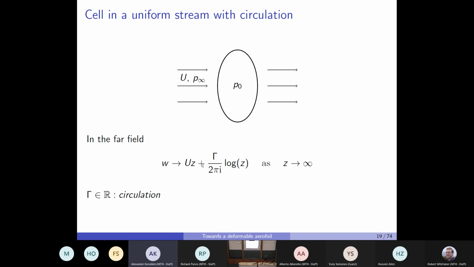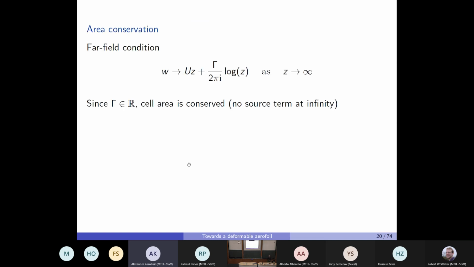In the far field, we've got a uniform stream. So as z goes to infinity, w approaches a uniform stream, that's the Uz term. I also want to allow there to be some circulation, because I want this to be an aerofoil ultimately with some lift on it. So capital gamma is the circulation, and therefore I include this point vortex term, which is the second term on the right-hand side there. That's what that's doing there, so we can have lift.